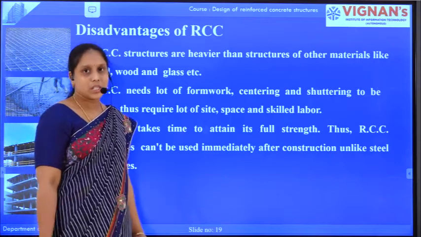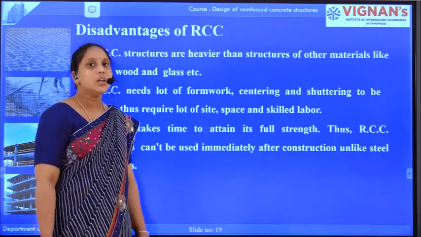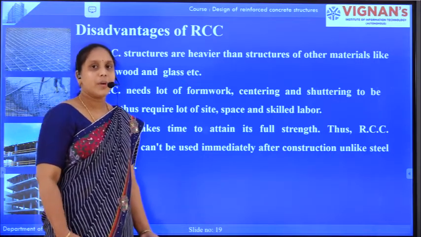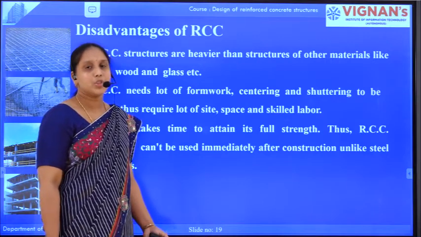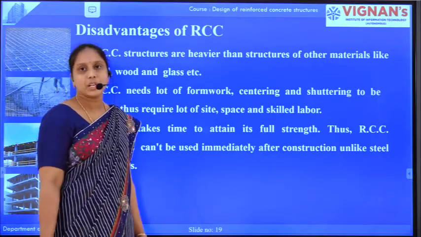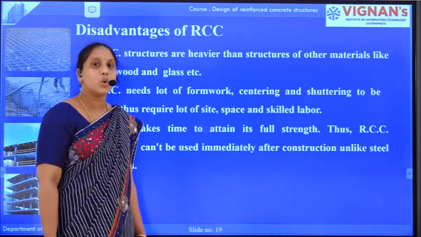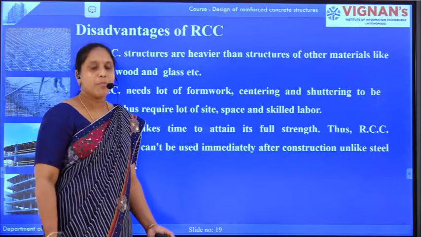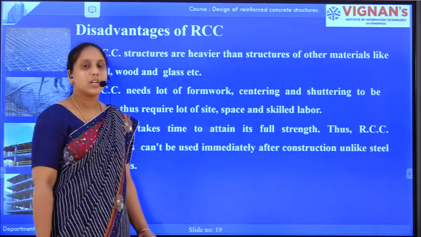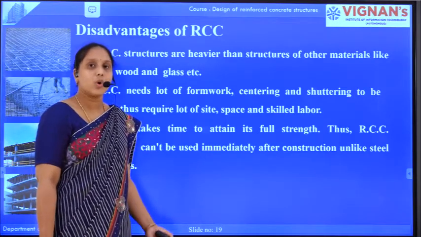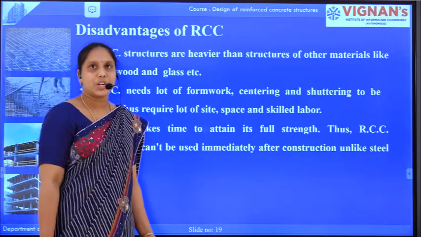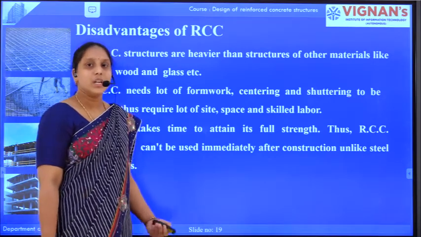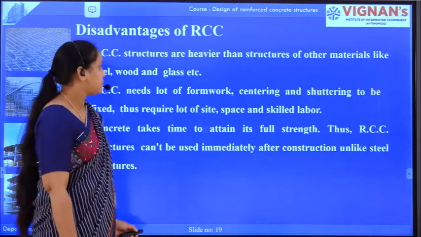Like if it is a steel structure, the fabricated parts will be brought and joined, and immediately that particular steel structure can be put into use. But RCC structures are not like that. A minimum time has to be given so that it sufficiently gets hardened, then only can we put that particular structure into use. So, that is a disadvantage of RCC.